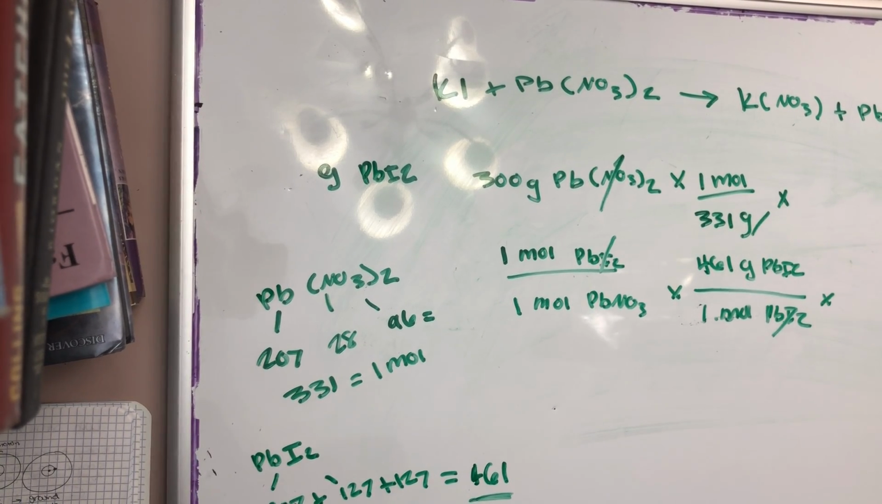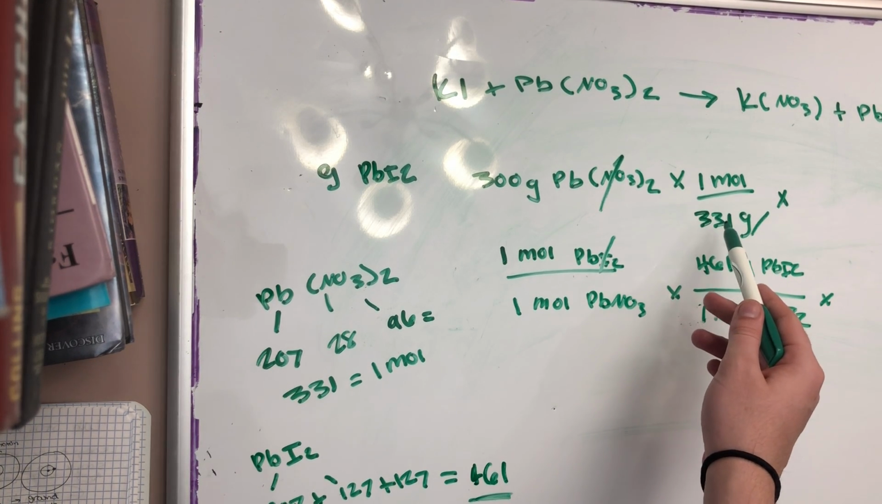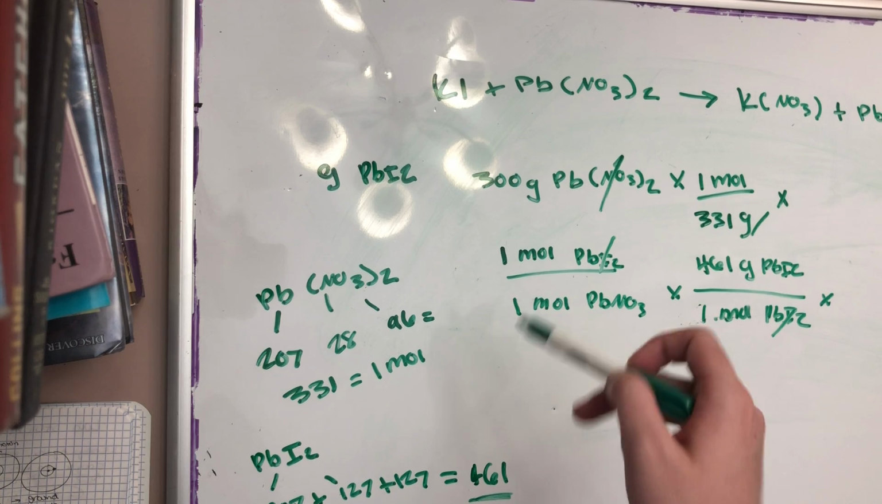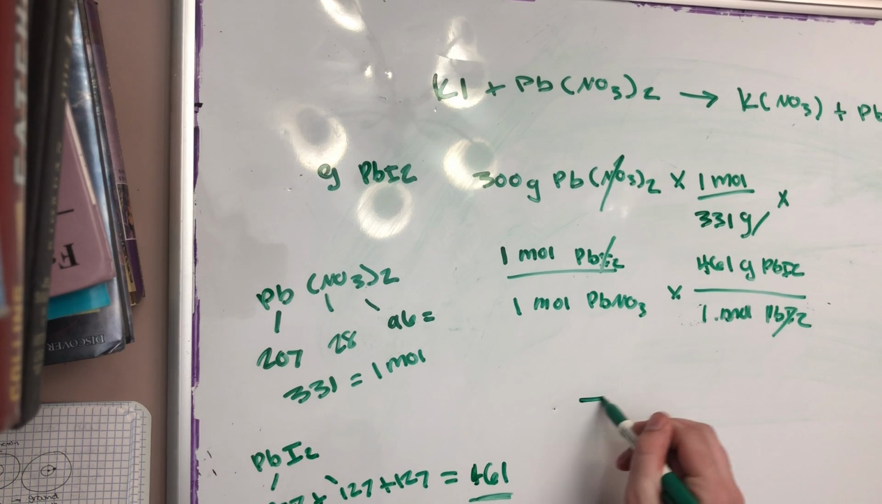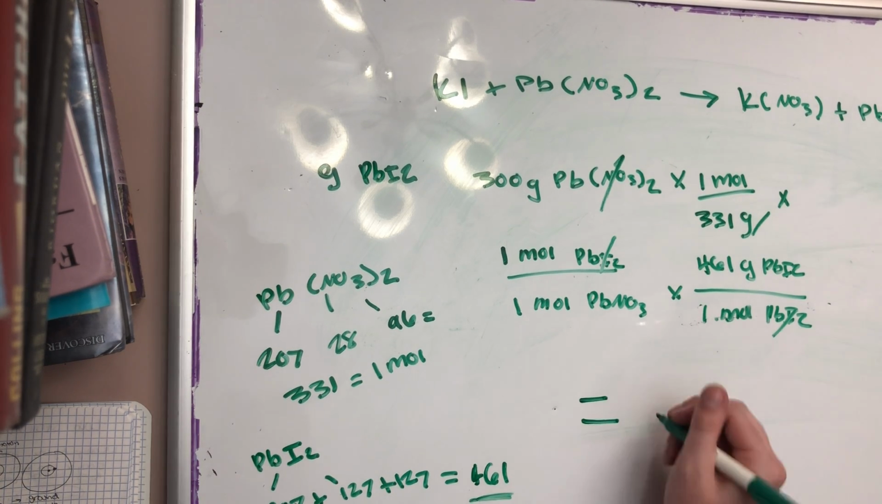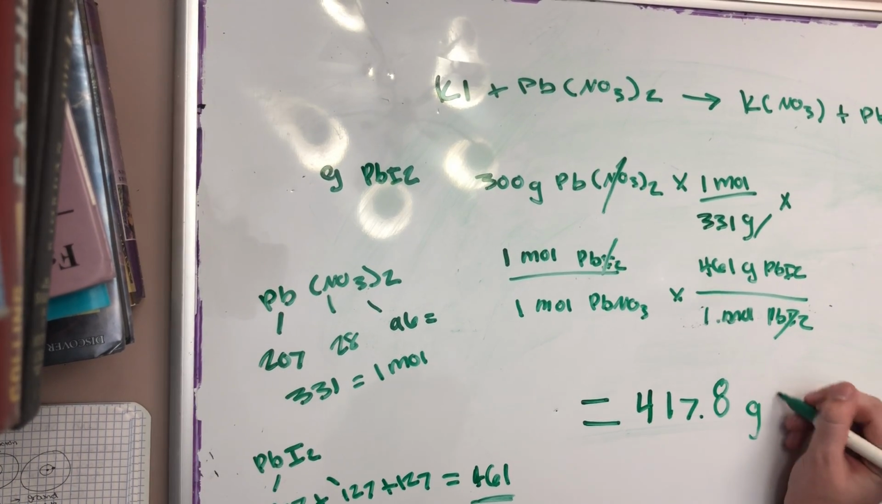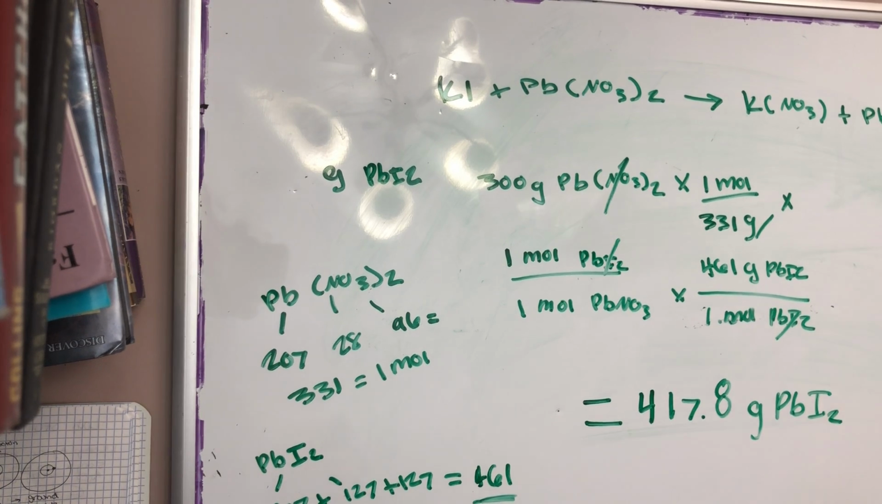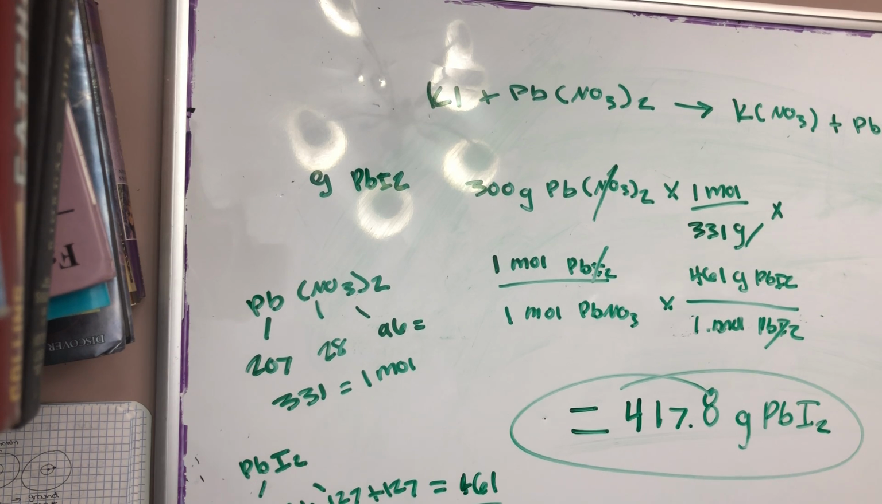So we have 300 grams times 1 mole over 331 times 1 mole over 1 mole times 461 over 1 mole, so that's going to be it. And then we're going to multiply all the tops and then divide all of the bottoms. And then that is going to leave us with 417.8 grams of PbI2, which is going to be our answer. And basically that is just a quick review of stoichiometry.